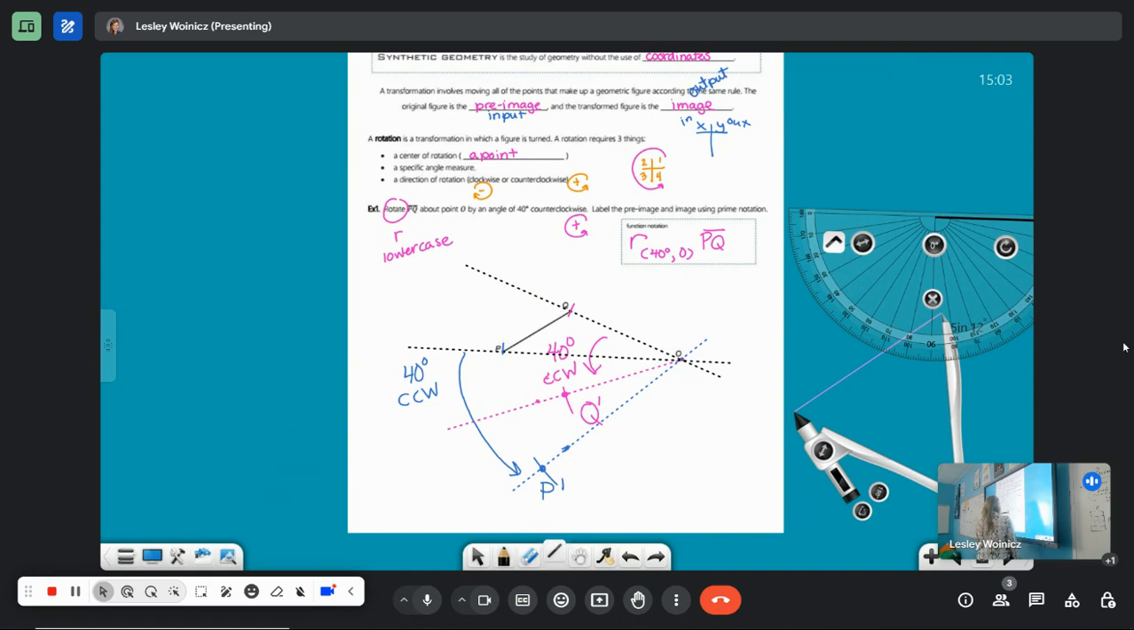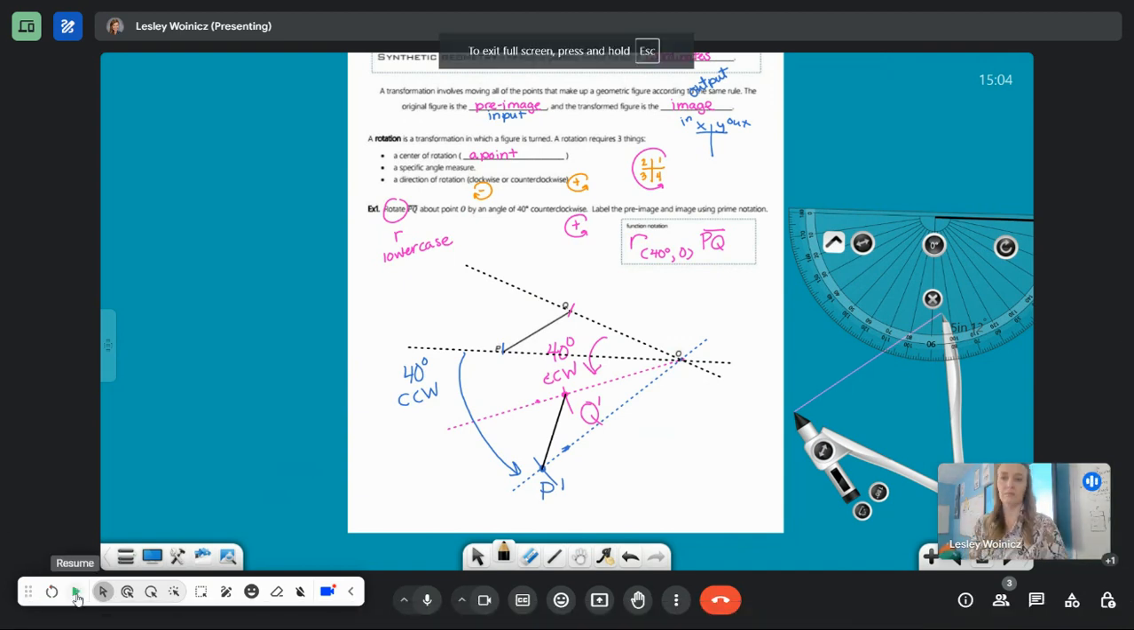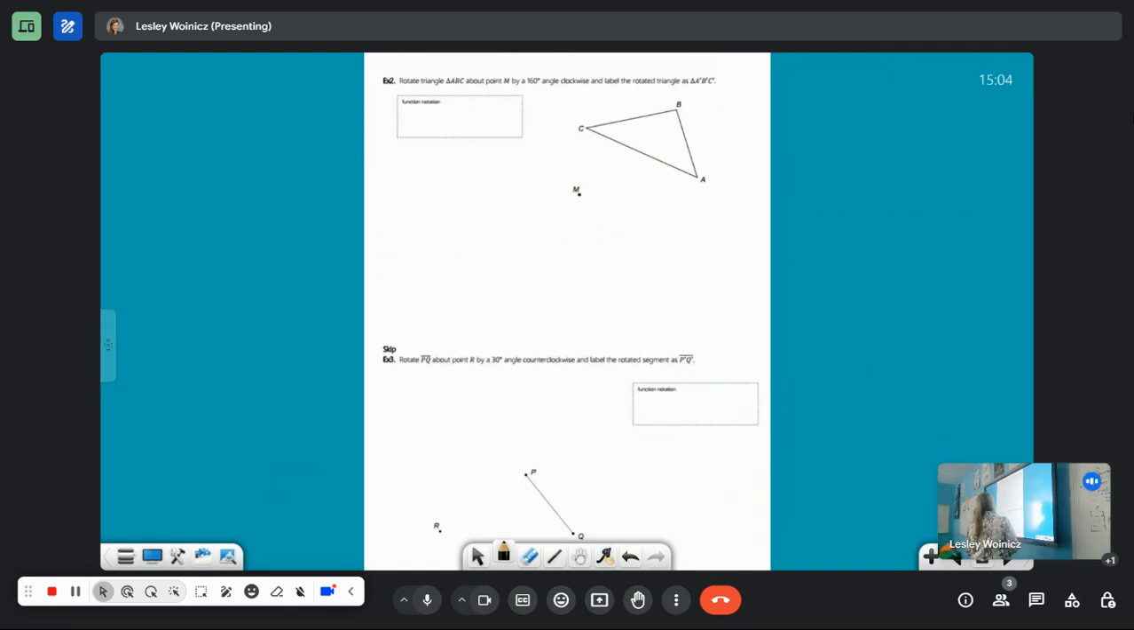The one thing that's easier for me on this board than it is for you with the physical tools is that I don't need a straight edge. I can just connect it with the straight line tool. But you don't have that, so you have to use the straight edge of your protractor. Yes? Okay, are we good? All right.